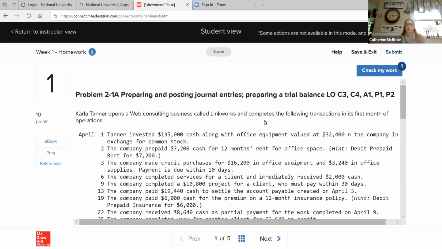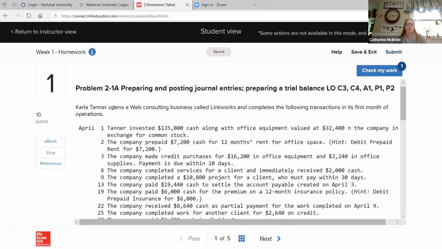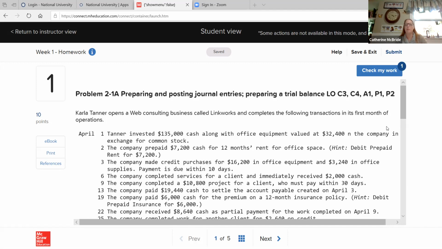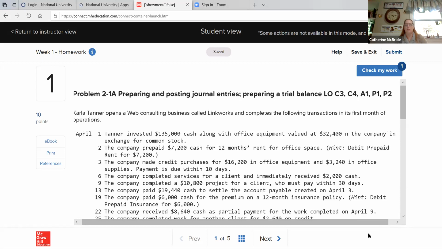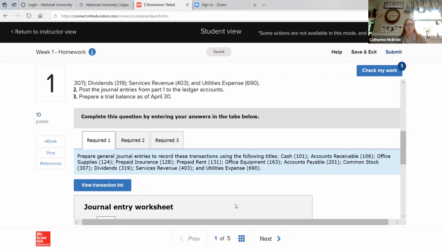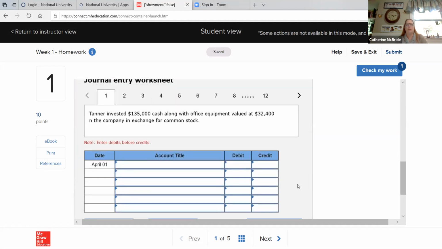I guess more than a review, I slow down this week anyway so that you can get a lot of practice. So I've pulled up the homework assignment from last week, and we're just going to walk through each one of the entries for this homework assignment. I'm here on problem 2-1A, and your numbers will be different, but I'm going to use a tablet to write down the information so that we can work through it together. So here's the first journal entry that we have to do.